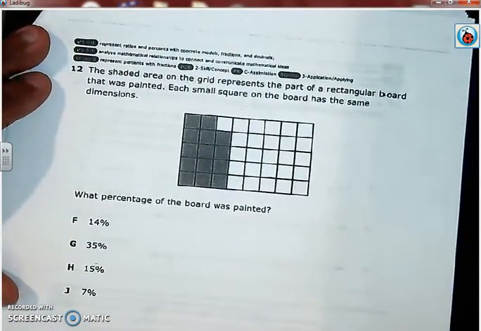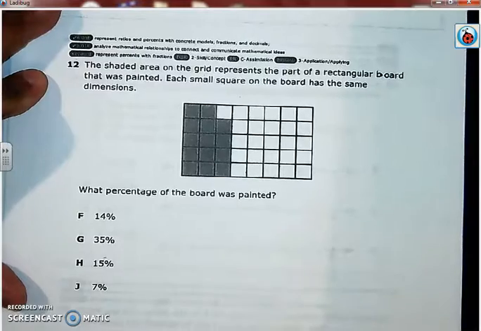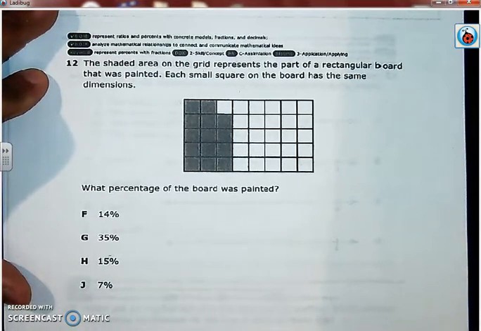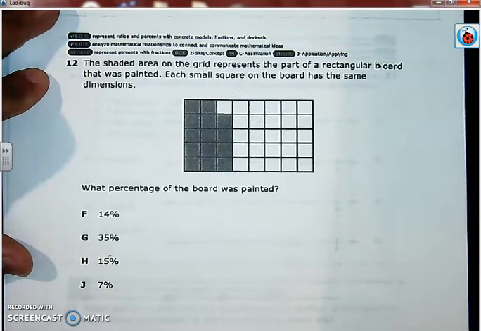Question number 12. The shaded area on the grid represents the part of a rectangular board that was painted. Each small square on the board has the same dimensions. What percentage of the board was painted?